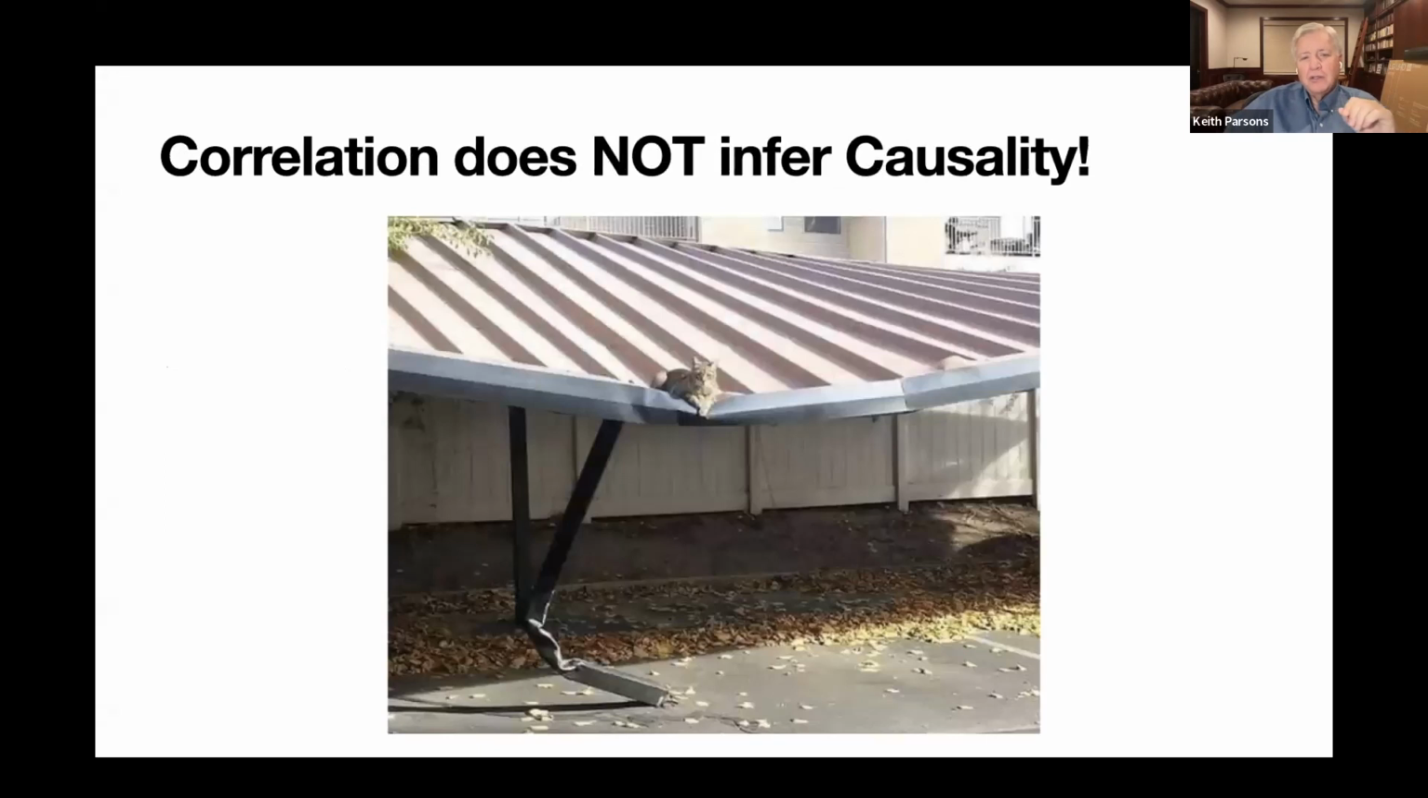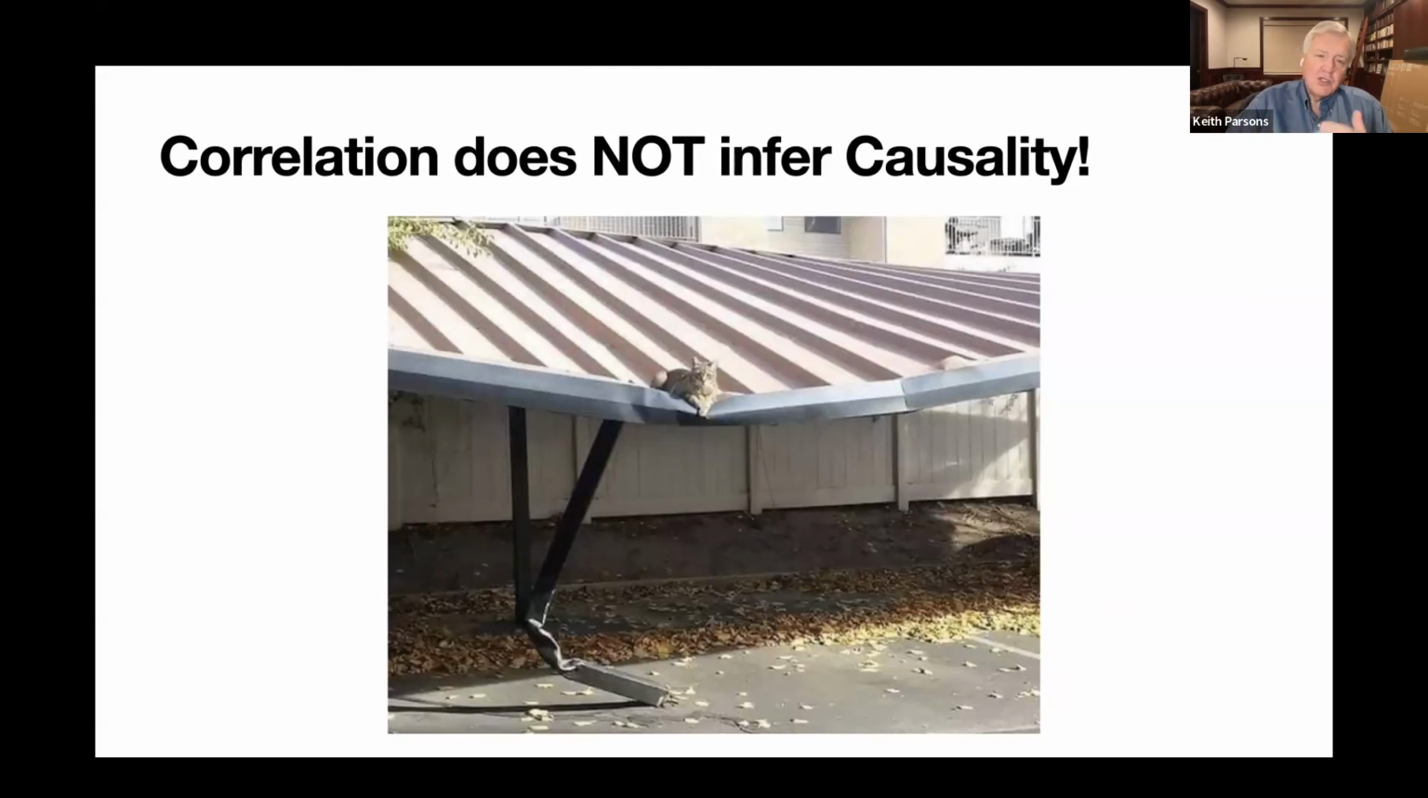I had to throw this in here just to show correlation does not infer causality. We all know the cat did not cause this carport to collapse. But if you look at it, you can see there's a high amount of correlation. There's a cat at the lowest point of it. It's obviously collapsed. So your brain, as a human, when we see correlation, we infer causality. That's just what we do. It's kind of how we are.